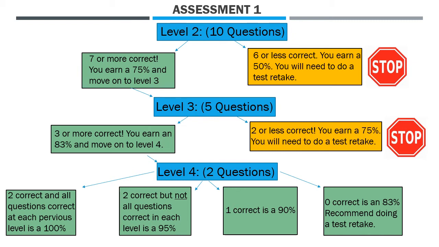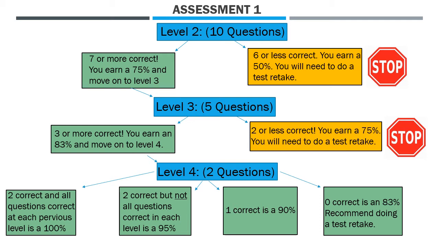If you get 2 questions correct, but you didn't get all the questions correct in the previous levels, you would earn a 95. As an example, let's say level 2, you got 10 right, but at level 3, you only got 4 right. Well, that's not 100%. So even though in level 4 you get 2 correct questions, you're going to earn a 95 because you didn't get all of them right. If you only get 1 question right out of the level 4 section, you earn a 90%.